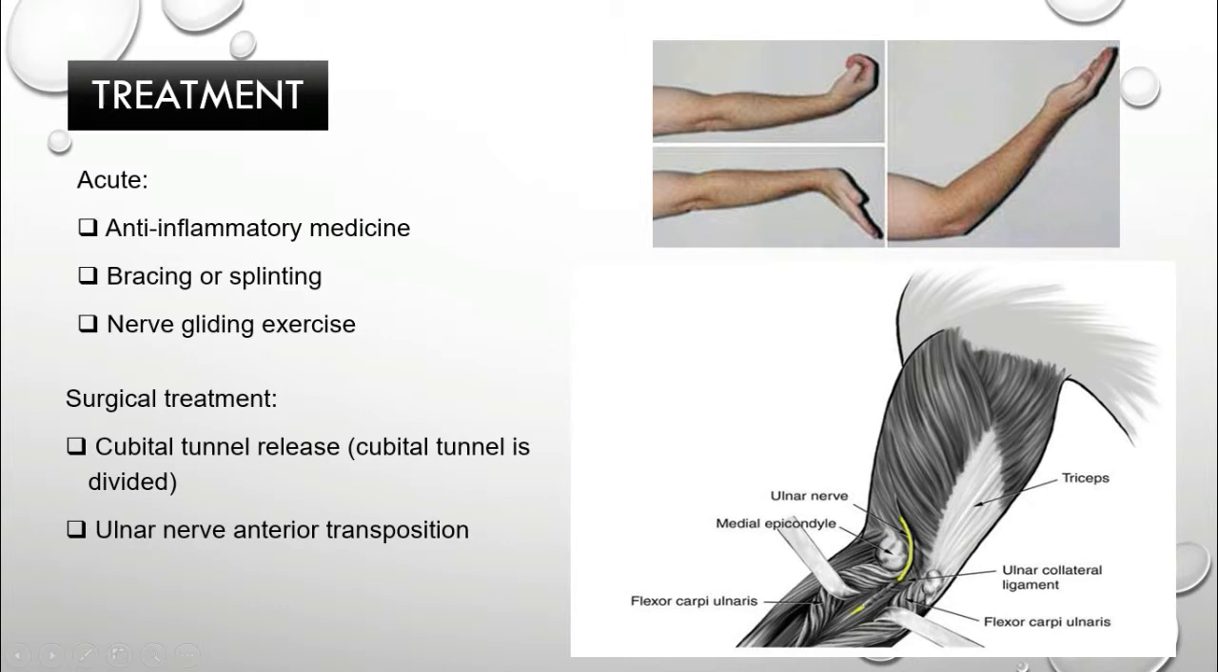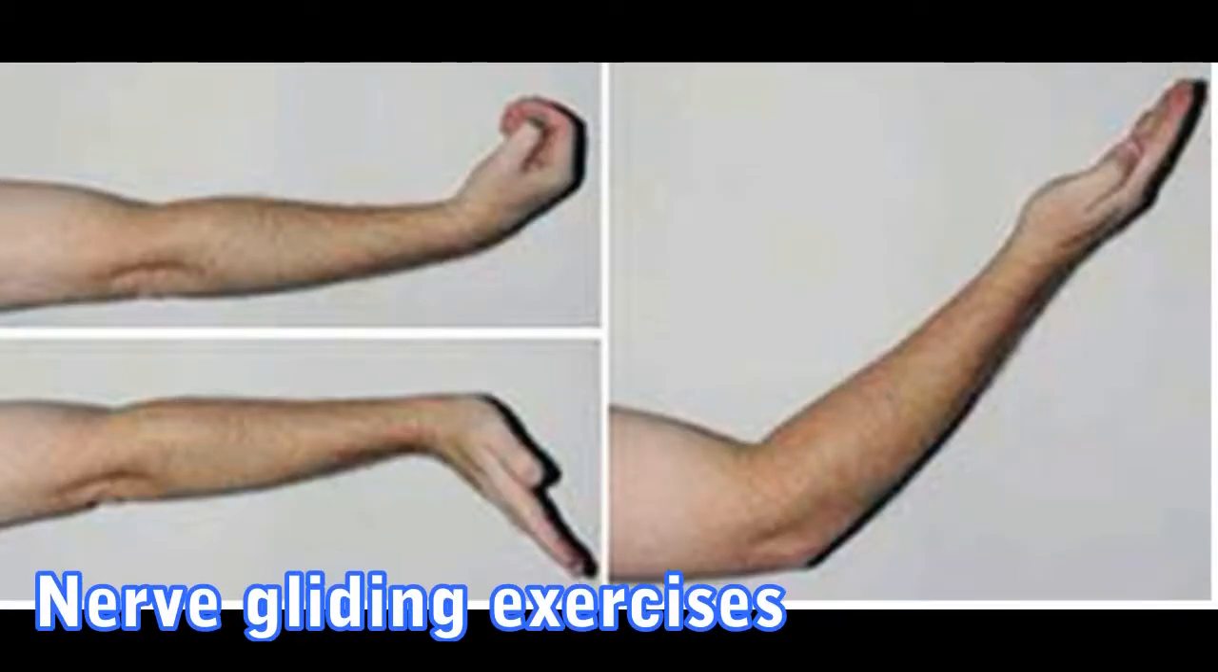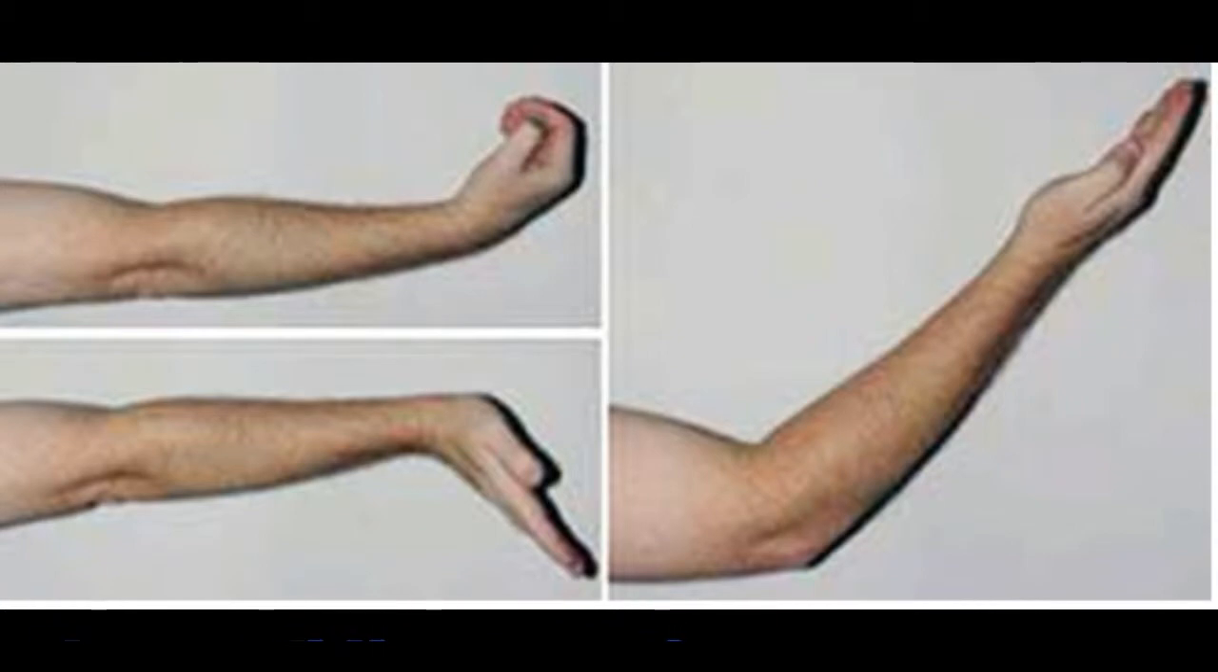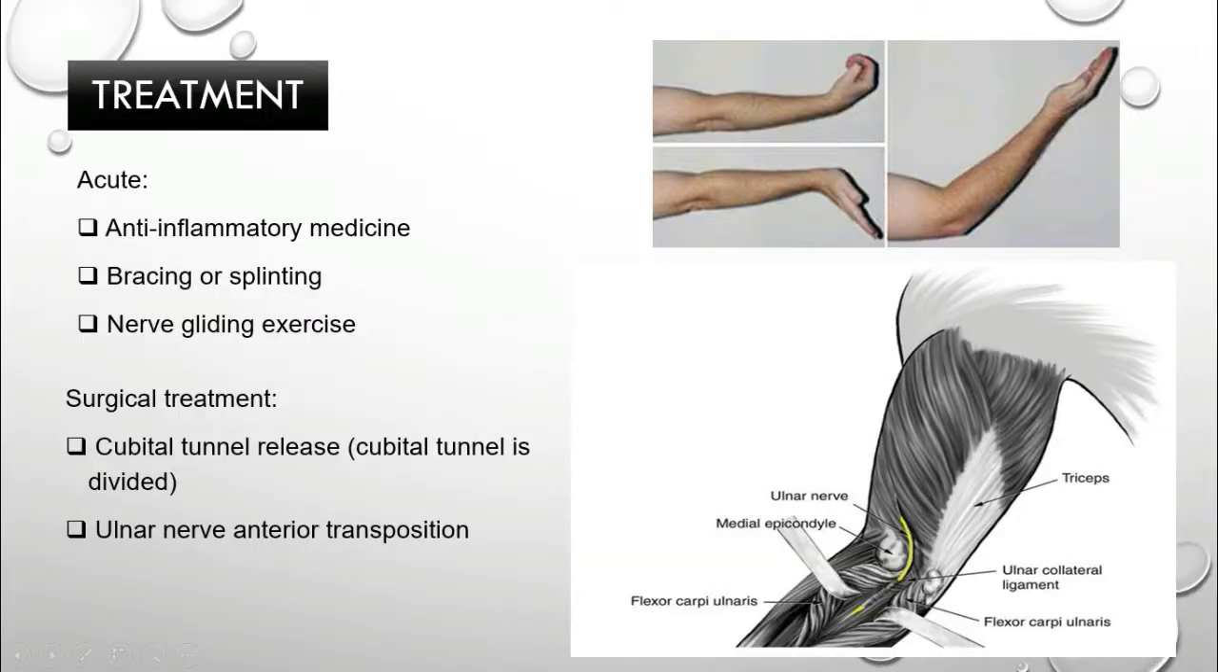Cubital tunnel syndrome treatment has two types, which are conservative and surgical treatment. For conservative treatment, anti-inflammatory medicine can be prescribed by the doctor. Next, bracing or splinting at night and nerve gliding exercises. This is an example of exercise: elbow flexion and extension. For surgical treatment, the doctor can recommend cubital tunnel release and ulnar nerve anterior transposition.